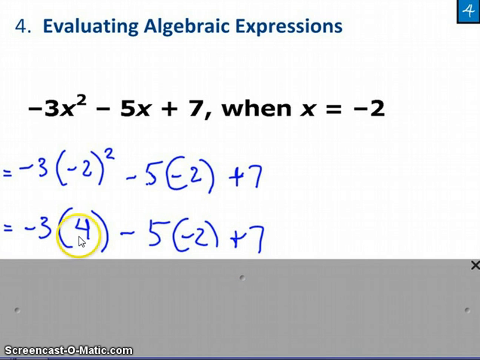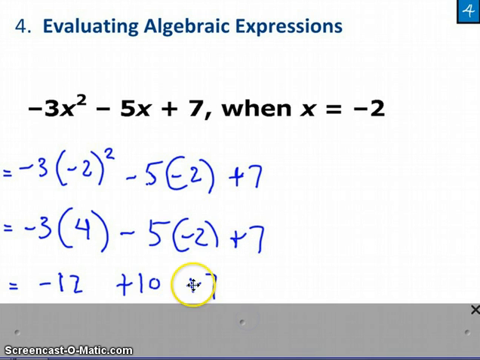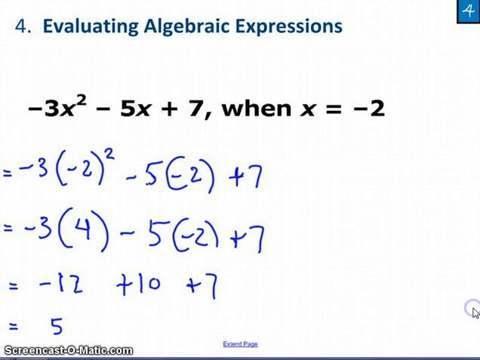So I've got negative 3 times 4 minus 5 times negative 2 plus 7. As I say, that's negative 12. That's going to become positive 10. Negative 12 and positive 10, and I don't have anything that I have to do yet with the 7 because addition and subtraction come last. Now it's just a matter of cleaning these up. And you should come out with the answer of 5 for this string of 3 terms.